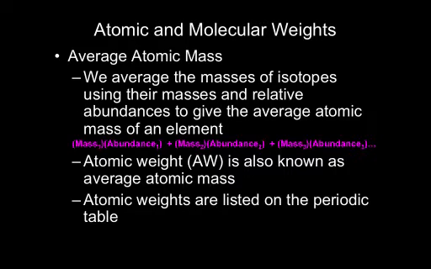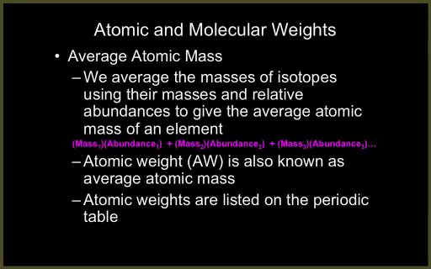There are a lot of words that can be used interchangeably here. You can see there it says atomic weight is also known as average atomic mass, so those two things can be used interchangeably. And the formula that we use to calculate that is given right here. You take the mass of the first isotope times the abundance, mass of the second times the abundance, mass of the third times the abundance, etc. Now you have to make sure that when you use that abundance, you either use it as a percent or you change that number to a decimal so that you end up with the correct values there.